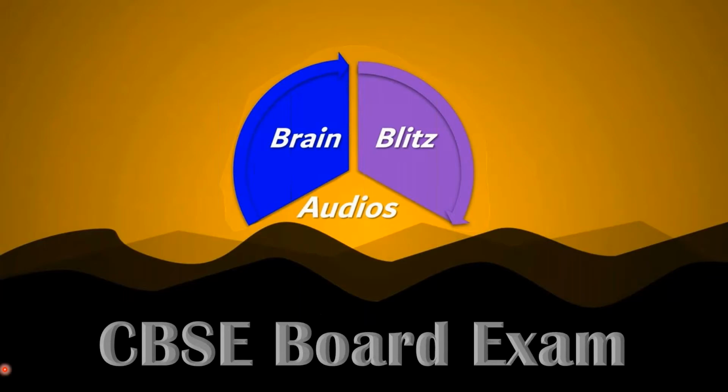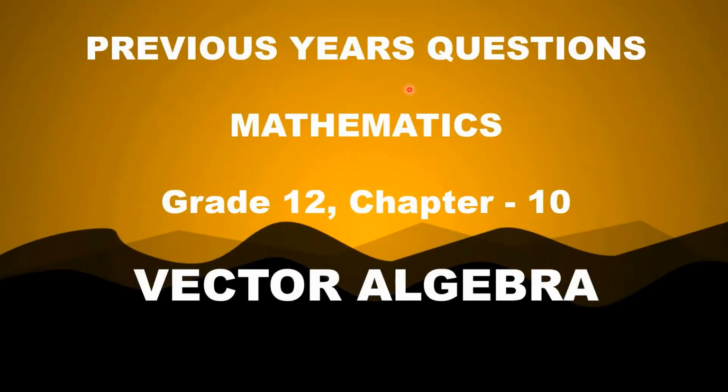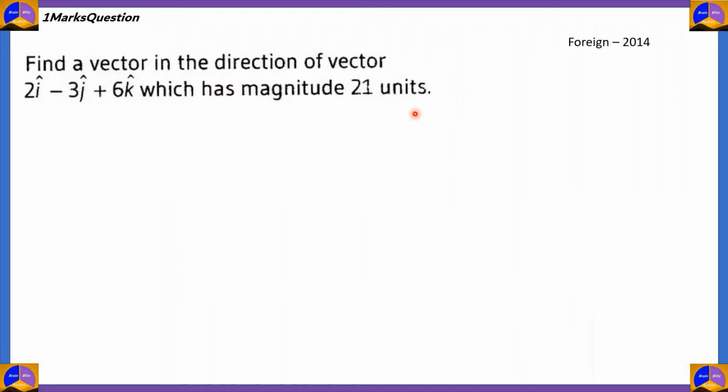In today's episode of CBSE board exam, we'll be dealing with previous year questions of mathematics in CBSE board exam. Today we'll be dealing with the 10th chapter in the grade 12 syllabus for CBSE. The name of this chapter is Vector Algebra. So today we're going to be doing easy questions of 1 mark each for CBSE board exam. So let's look at our first question.